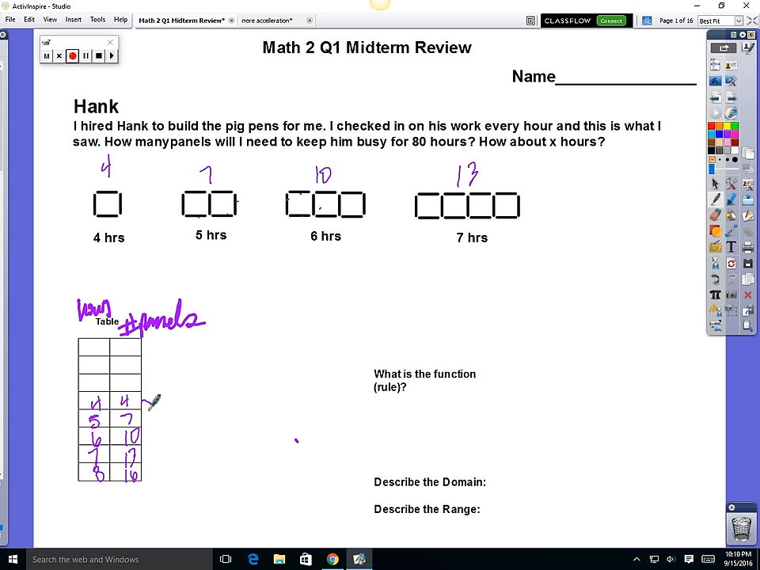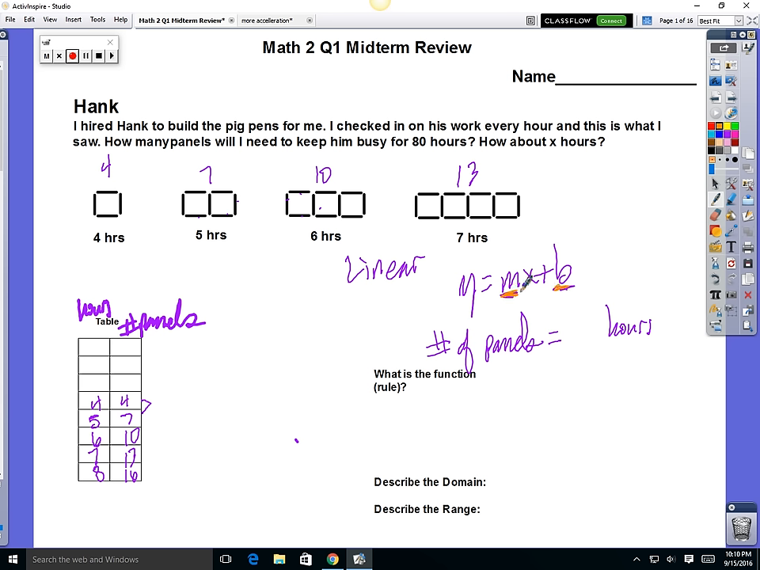So if it is the family of linear functions, the model is y equals mx plus b. So you need to find two things: the m and the b. The y, in our case, would be the number of panels, and the x would be hours. So we've just got to find m and b.